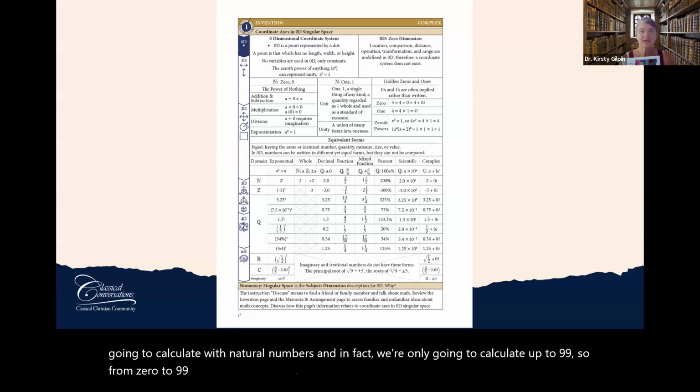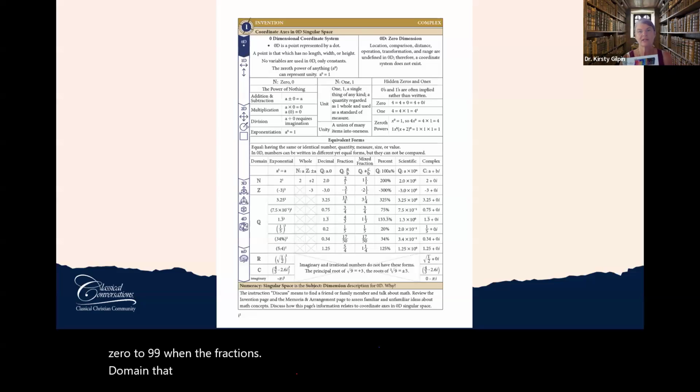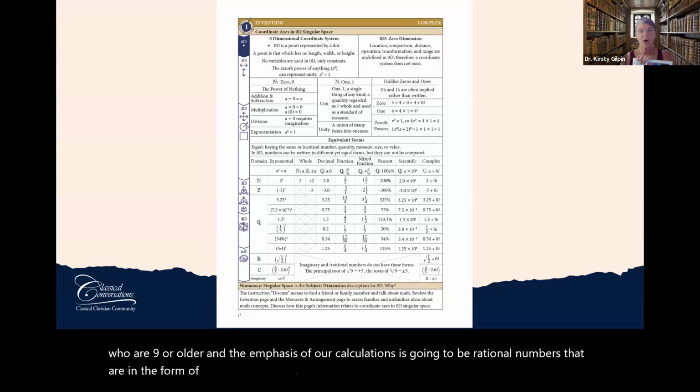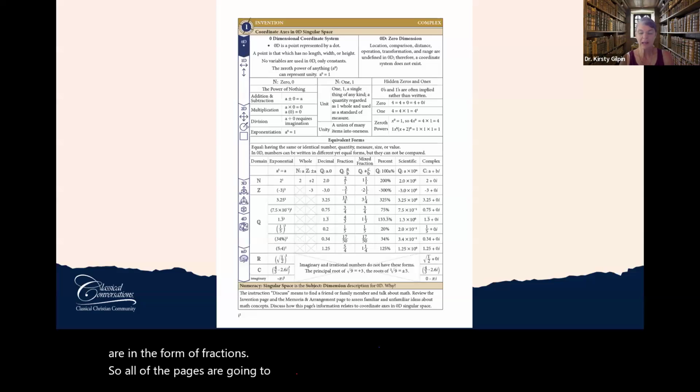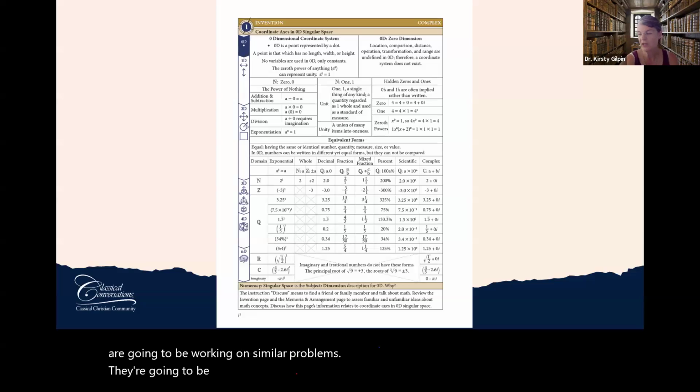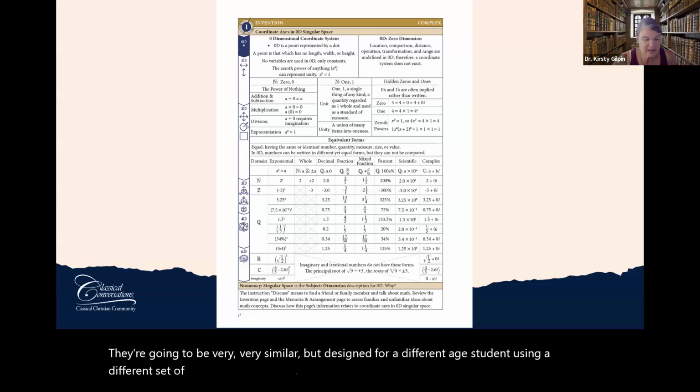In the fractions domain, that year, we're going to be looking at things designed for students who are 9 or older. And the emphasis of our calculations is going to be rational numbers in the form of fractions. All of the pages are going to be aligned so that whichever domain you are working in, you are going to be working on similar problems. They're going to be very, very similar, but designed for a different age student using a different set of numbers. So we can answer more questions about that toward the end of the call. But that's what we mean.